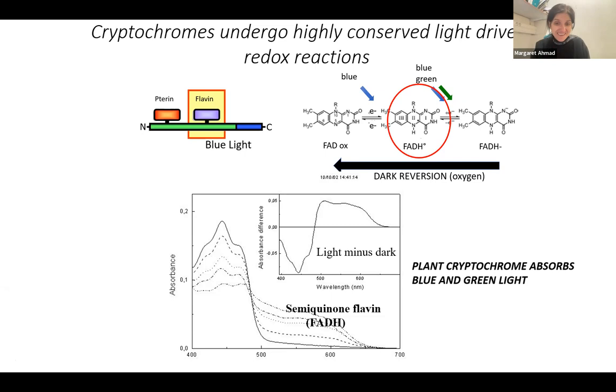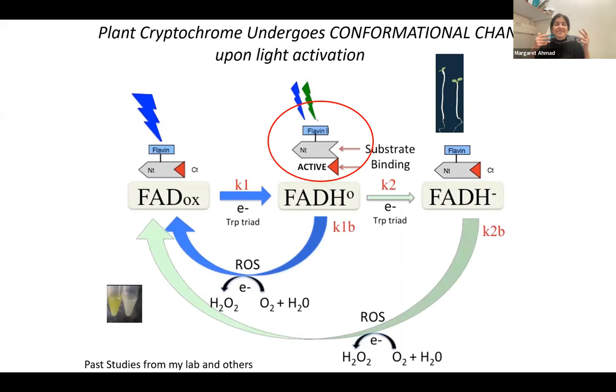So here is another feature of the cryptochrome photocycle, which you need to grasp. This is again the plant cryptochrome photocycle. On the left, you see the inactive dark state, which absorbs blue light only. It's oxidized. Then it is activated into the neutral radical. So the redox state changes.